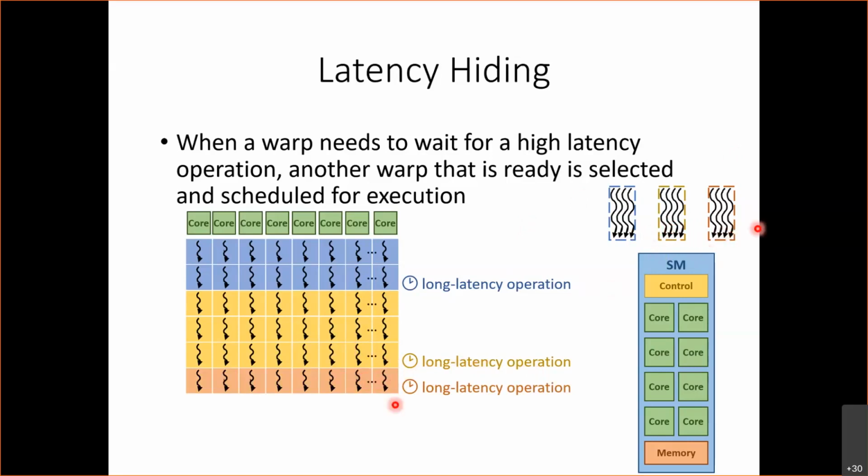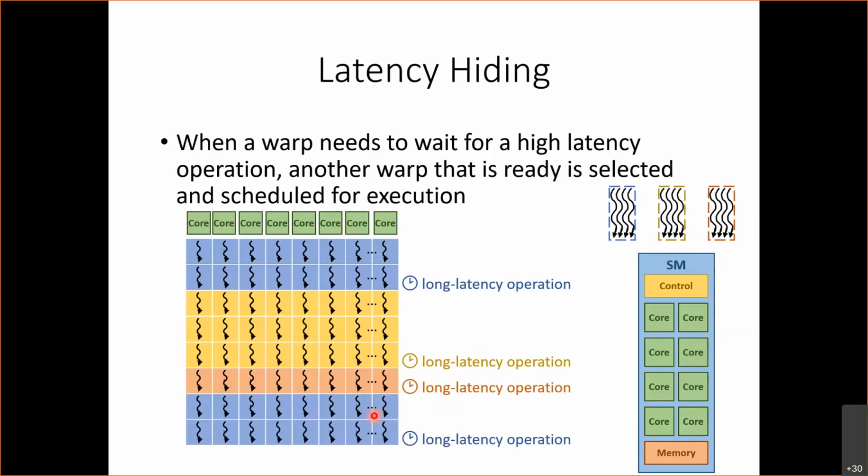And by this time, it's possible that this first warp that was executing has finished its long latency operation. So maybe the memory has arrived, right? Or maybe the long arithmetic operation has finished executing, so I can bring back this warp, and I execute this warp, and then I find a long latency operation. I remove this warp. Maybe this third warp is ready. Maybe this middle warp is not ready yet, but this one is ready, so I can bring this one back, and so on.